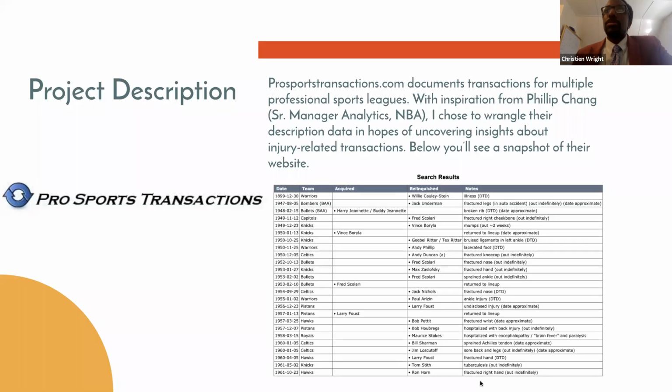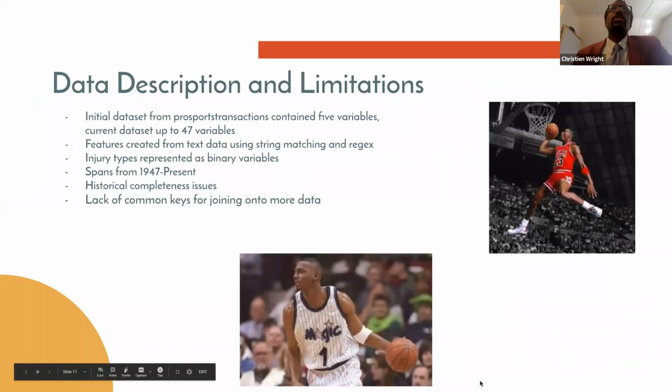The objective for me was to use that information to develop a more robust data set. So, data description. The initial data set, as you saw in the snapshot, contains 5 variables, but the current data set is now up to 47 variables due to feature creation from the text data, and also adding in data from Basketball Reference, which I will talk a little bit about later. These transactions span from 1947 till the present.